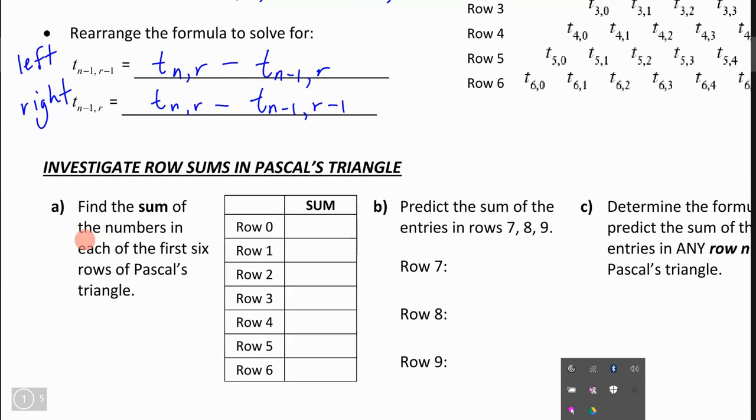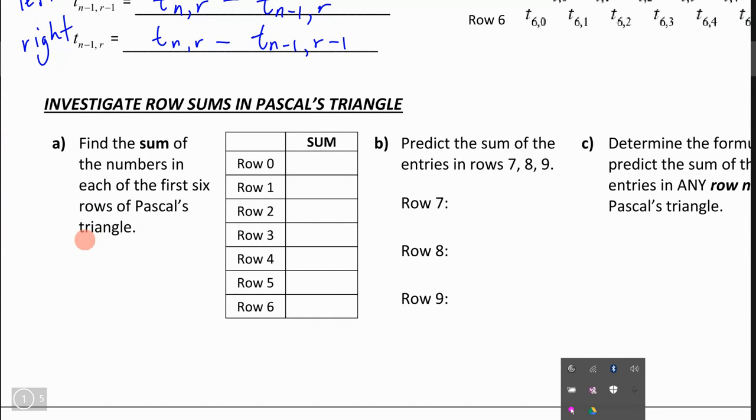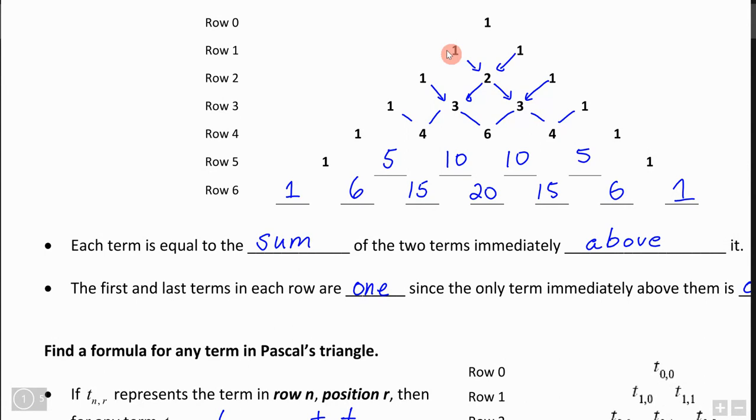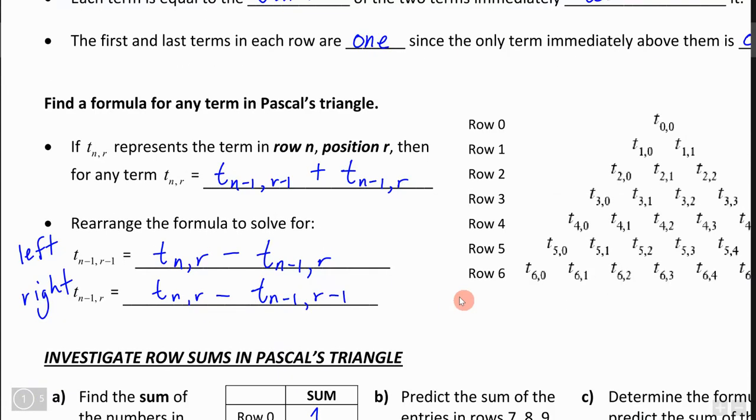Now, investigating the row sums in Pascal's triangle. Find the sum of the numbers in each of the first 6 rows of Pascal's triangle. The sum of numbers in row 0: all you have is the number 1, so the sum is just 1. What about row 1? You have 2 numbers, the 1 and 1, and I add them together and get 2.